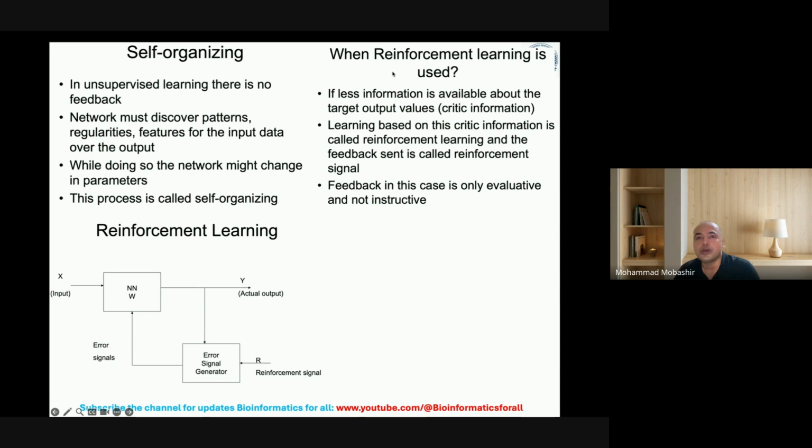Now, what is reinforcement learning and when is it used? If less information is available about the target output values, then learning based on this critic information is called reinforcement learning, and the feedback sent is called the reinforcement signal. Feedback in this case is only evaluative and not instructive. And reinforcement learning in terms of network structure could look like this.